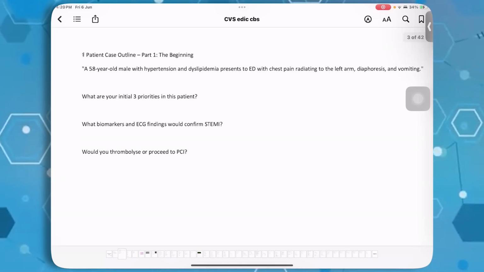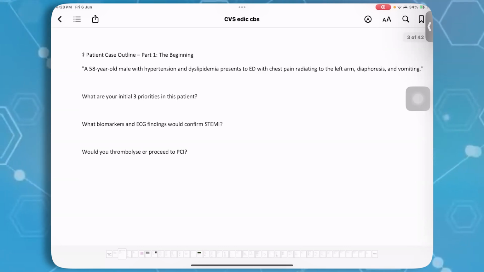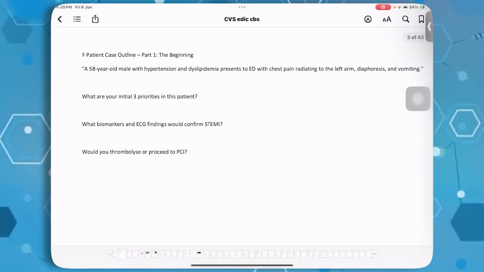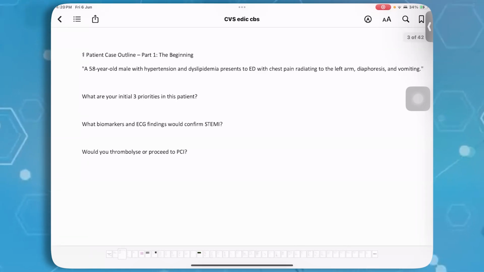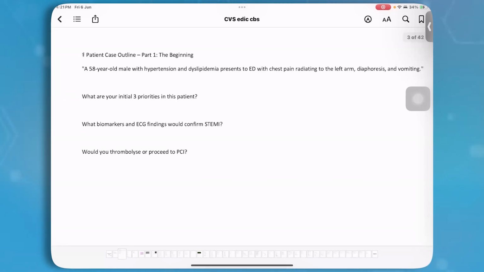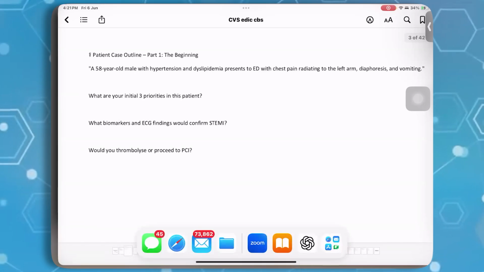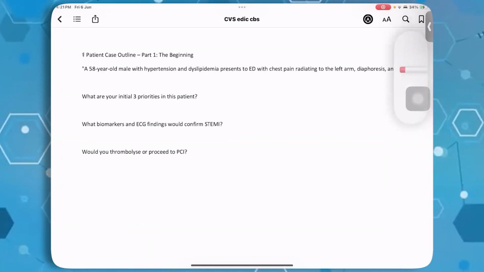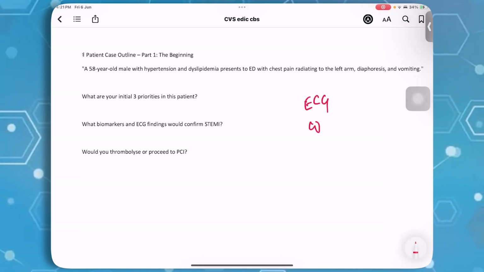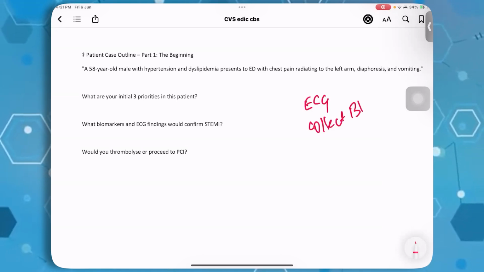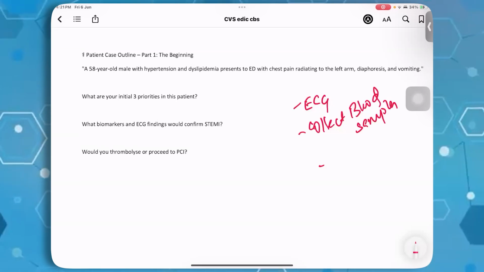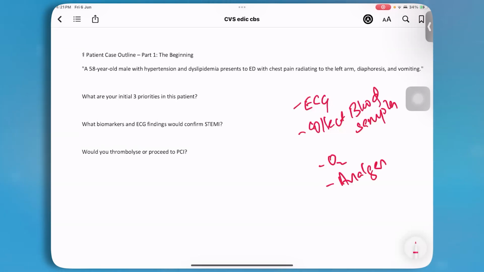What are your priorities? Diabetic, dyslipidemic, chronic smoker, 50-year-old male, chest pain radiating to the arm, 10 on the scale. Okay, sir. For me, my initial 3 priorities would include having an urgent ECG, then collecting blood samples and sending them for estimation of the cardiac biomarkers, and then resuscitation with oxygen and analgesia. Anything else?